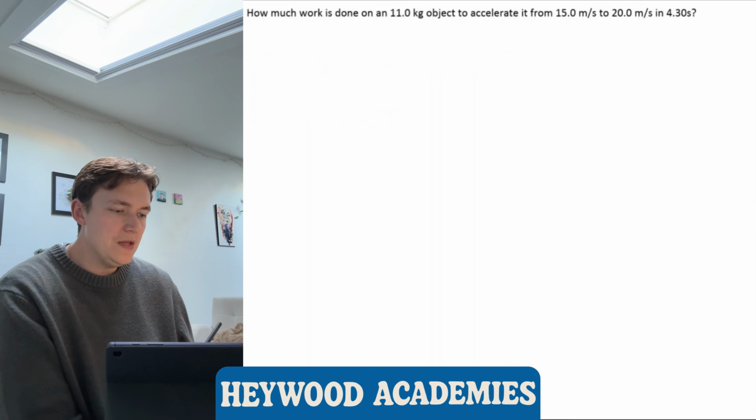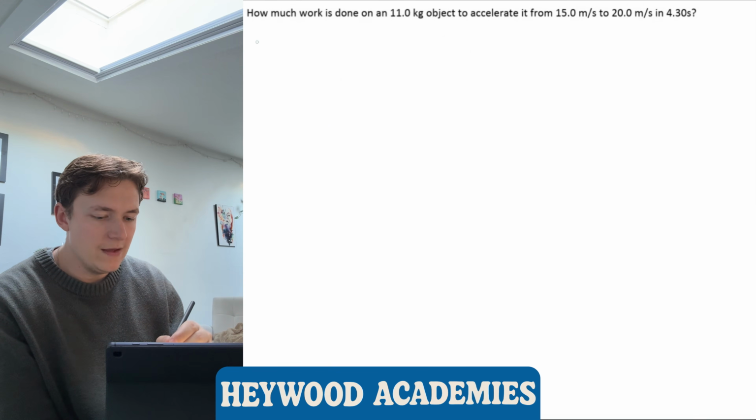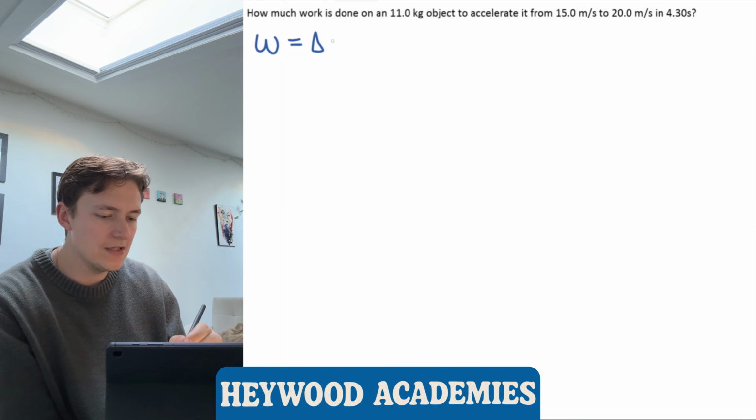How much work is done on an 11 kilogram object to accelerate it from 15 meters per second to 20 meters per second in 4.3 seconds? Okay, so they gave us a few different pieces of information here, which we might not need all of them, but that's okay. The other way that we can think of work is how it relates to energy.